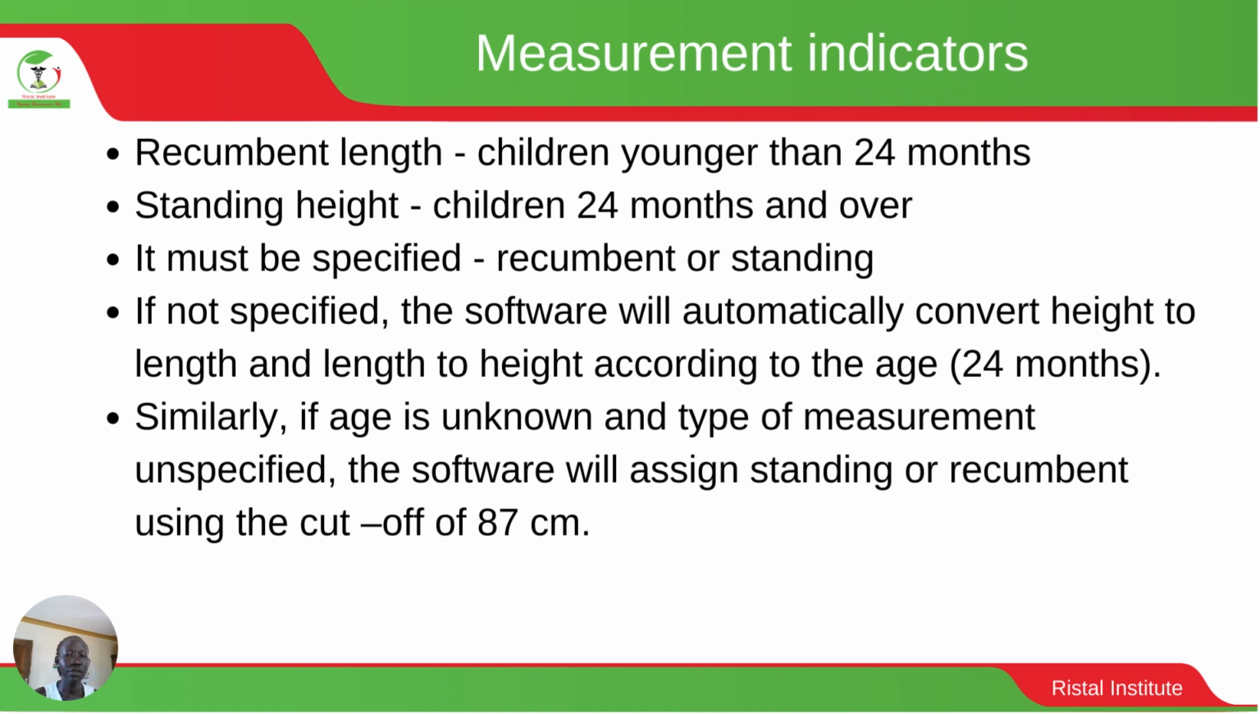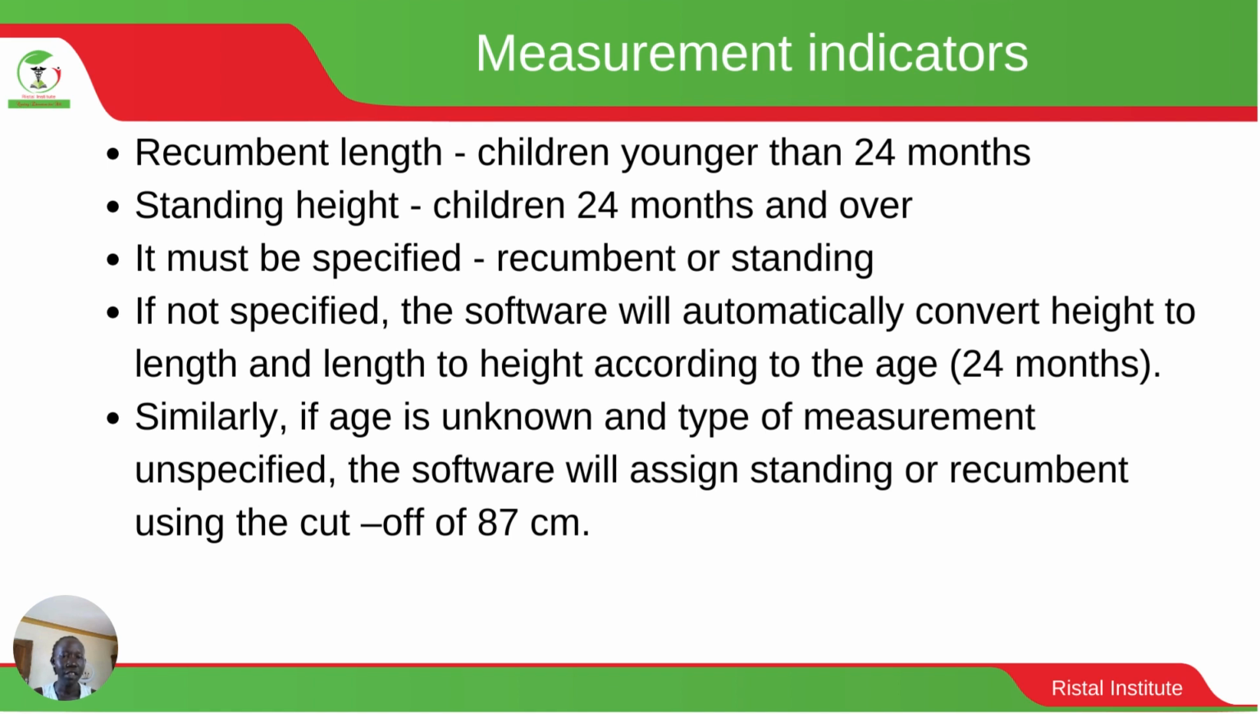Measurement indicators. Some of the indicators include the recumbent length. Recumbent length is basically used for children younger than 24 months and those children that are not able to stand on their own. So we put the height board, we lie it on the ground, and then we place the child vertically onto the scale so that we are able to take the height measurement. And then we have the standing height. This one is used for children 24 months and older.